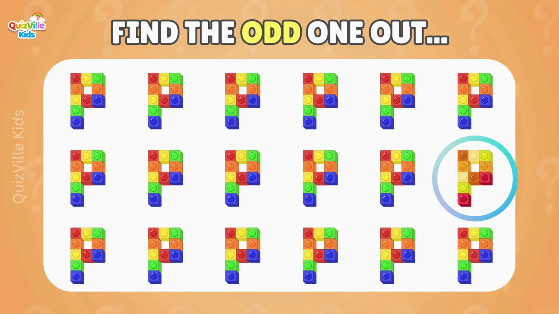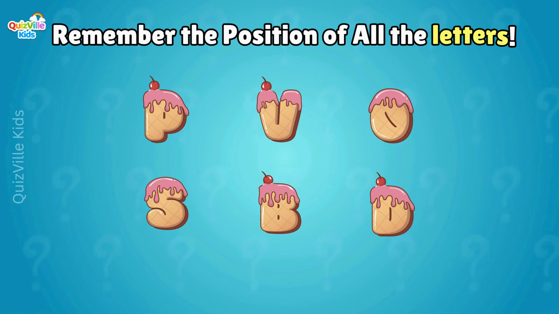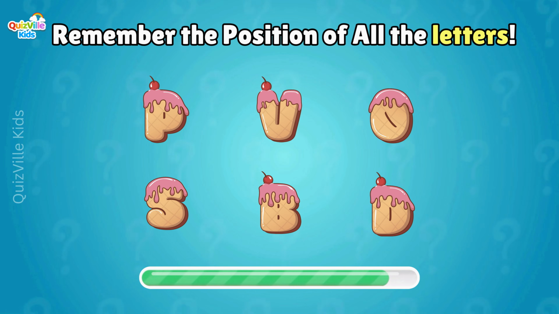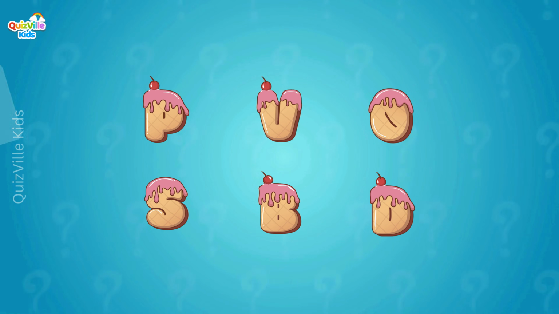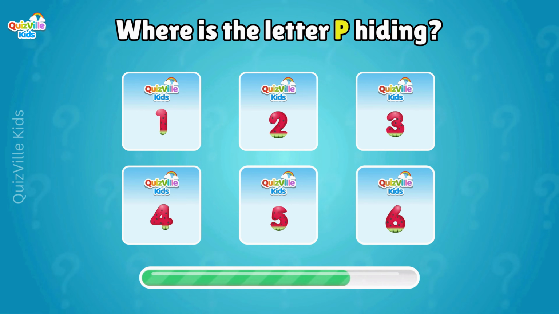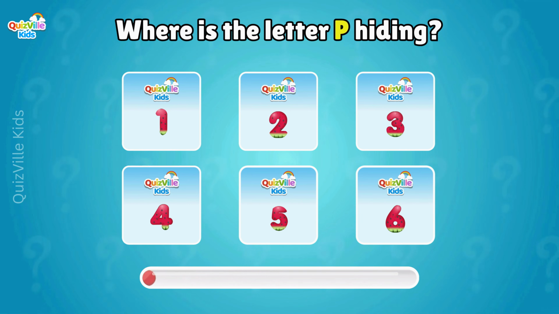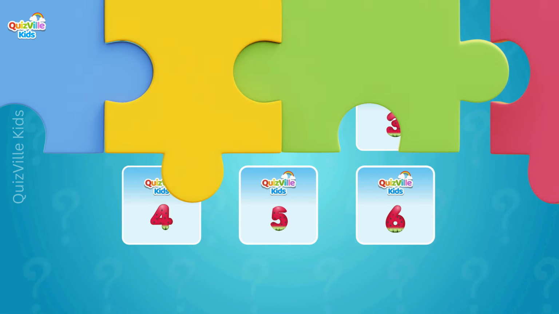There you are. Time for our memory challenge. Try to remember the order of all these letters. Now, can you find the letter P? Do you remember where it's hiding? Good job! It's hiding behind spot number 1.